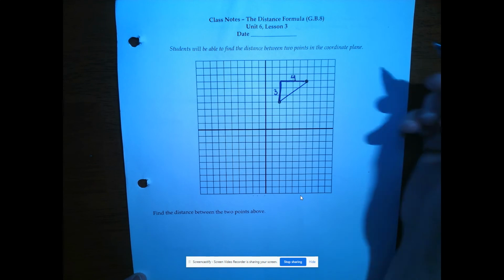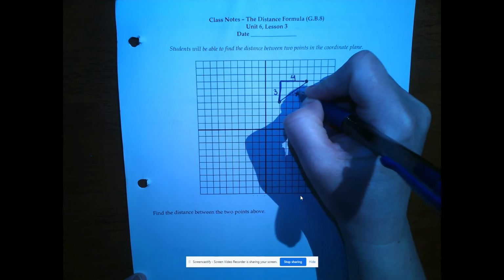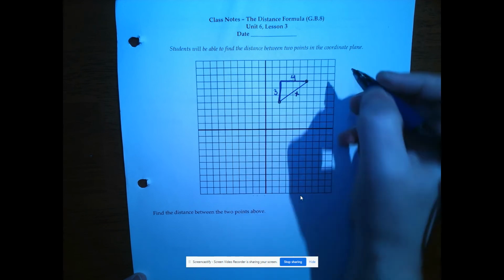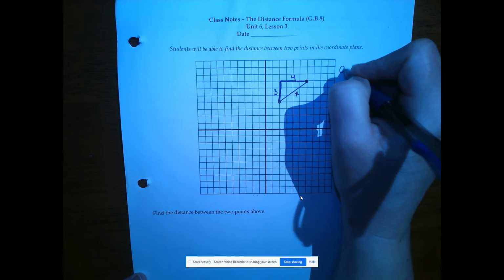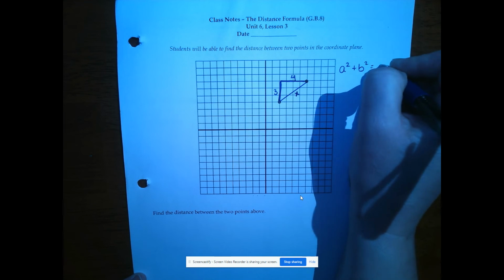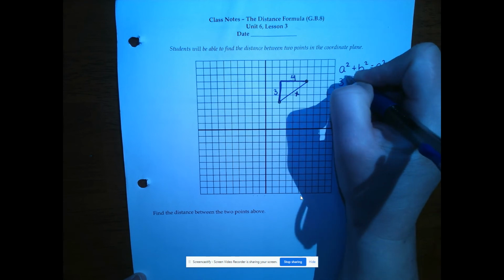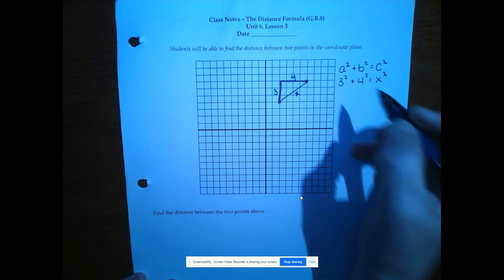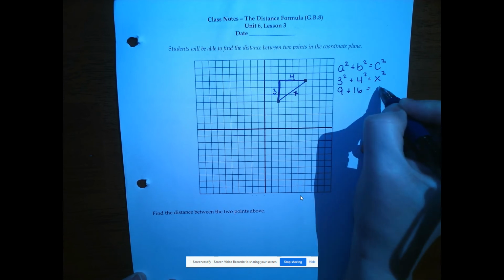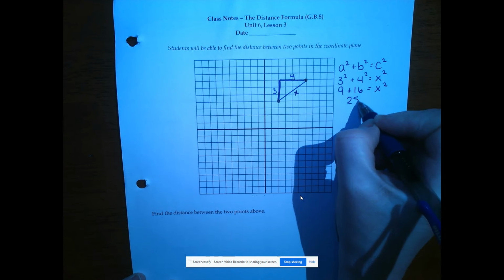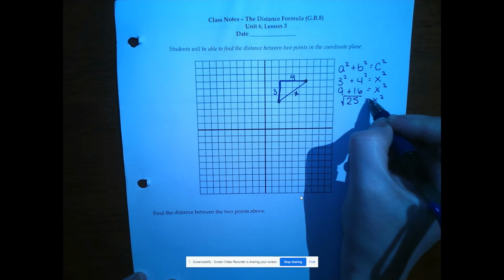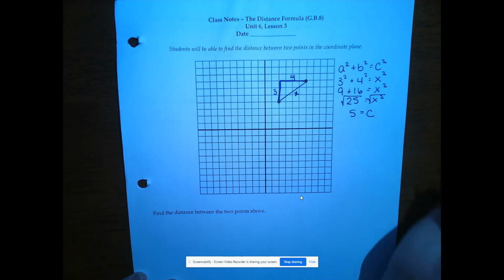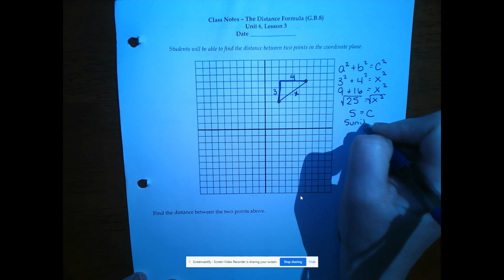What we're trying to do is find out how long is this side, not how steep is the side. So for example, we could say a squared plus b squared equals c squared. Well, a is 3 squared, b is 4 squared, and then the side we don't know is x squared. So that would be 9 plus 16 equals x squared. 25 equals x squared. We would square root both sides because it's the inverse of squaring, and 5 equals c. We would say that that missing side is 5 units long.